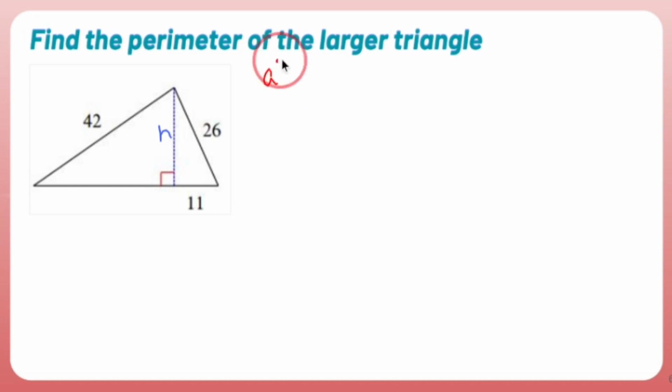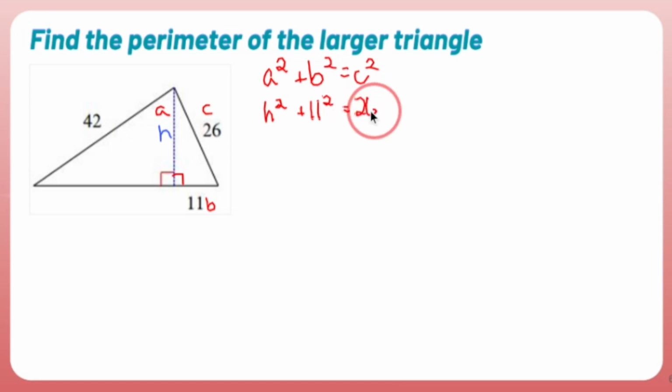So I am going to use Pythagorean Theorem. A squared plus b squared equals c squared. Now, looking at this triangle right here, this little one with h, 11 and 26, I know c has to be my 26 because c always has to be the longest side, the side opposite of my right angle. It doesn't matter which one's a or b as long as the longest side is c. So a is h squared, so h squared plus b is 11, so 11 squared is going to equal c, which is 26, so 26 squared.